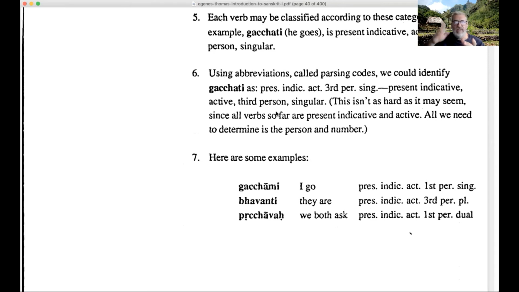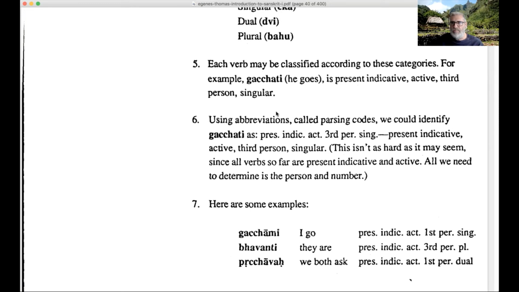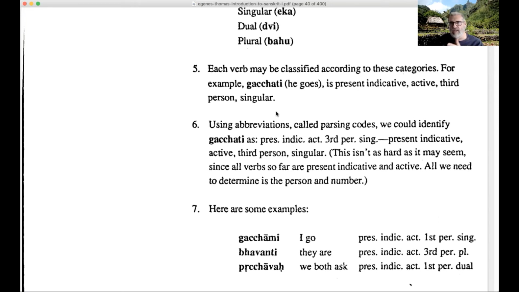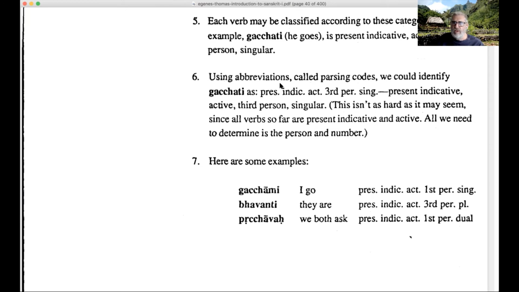Gachati, gachataha, gachanti, gachasi, gachatha, gachathaha, gachami, gachavaha, gachamaha. Now I know practically all the verbs there are. I know how to conjugate them in the present tense. Easy. So, using abbreviations called parsing codes, what I ask for as a teacher, when I say please parse the verb gachati, is for you to break it down and tell me what it is grammatically. He uses different codes in his book, which are common codes that we should know.